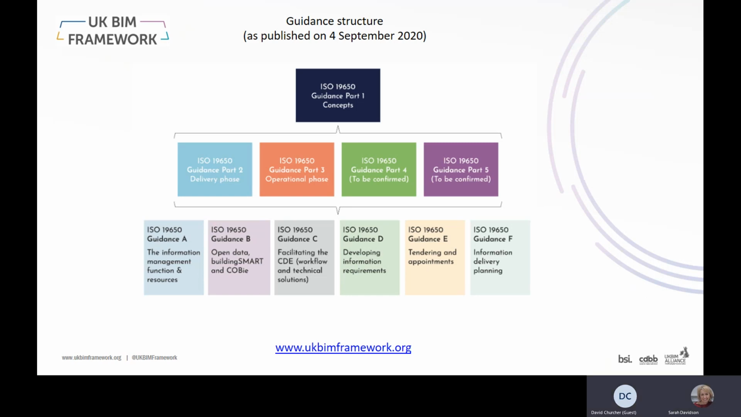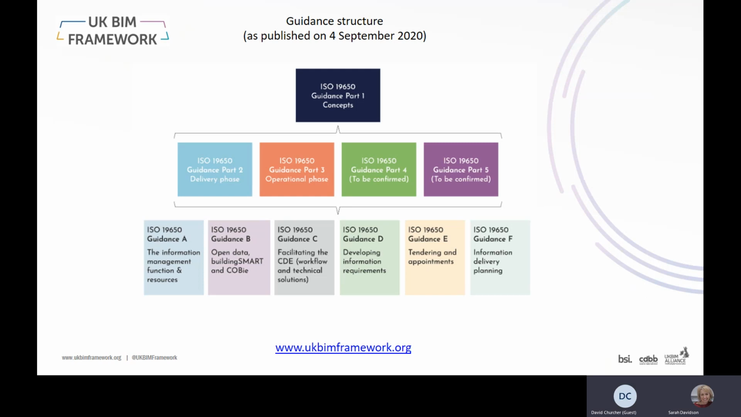In addition, we have guidance Parts A to F, which are intended to cut across the whole of the ISO 19650 series, and they cover key themes where detailed guidance is considered necessary. Guidance for Part 5 will be developed by the Centre for the Protection of National Infrastructure, CPNI, in due course. Guidance A covers the information management function and resources. It considers the activities that need to be carried out and offers a resource map supporting the information management framework.